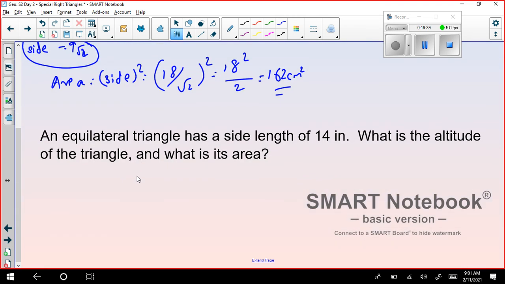An equilateral triangle has side lengths of 14 inches. What is the altitude of the triangle and what is the area? I'll draw the figure for you, then give you time to work on this. So I have an equilateral triangle, and they're asking me the altitude. This is 14 inches.